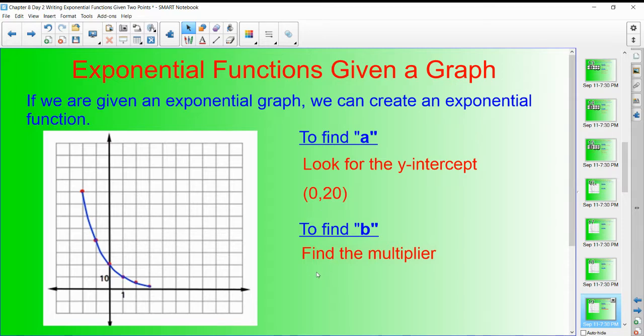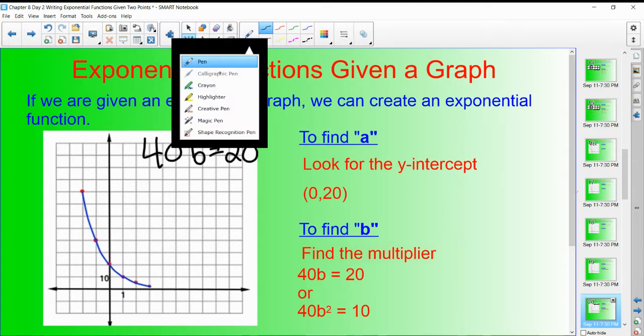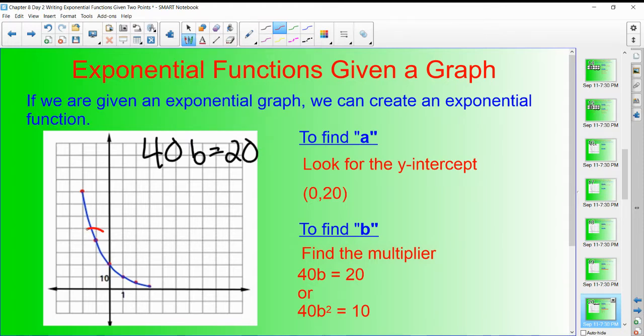To find the b value, let's look for the multiplier. I'm going to do the same thing as I did last time. I'm going to take a height, which this height is 40 right here. And my next height is 20. So 40 times b equals 20. Now I could also look at two other points. Maybe I want to look at two steps. So from 40, to this point, which is 10. So I could do 40, and I take two steps to get to 10.